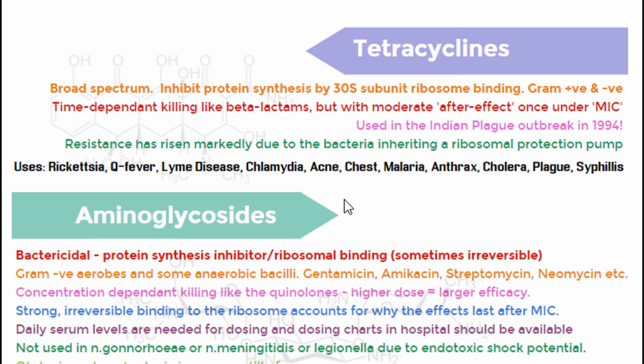It was used in the Indian plague outbreak in 1994, so it was useful against plague. Resistance has risen markedly due to the bacteria inheriting a ribosomal protection pump. We use tetracyclines in rickettsia, Q fever, Lyme disease, chlamydia, acne, chest pneumonia, malaria, anthrax, cholera, plague, and syphilis.